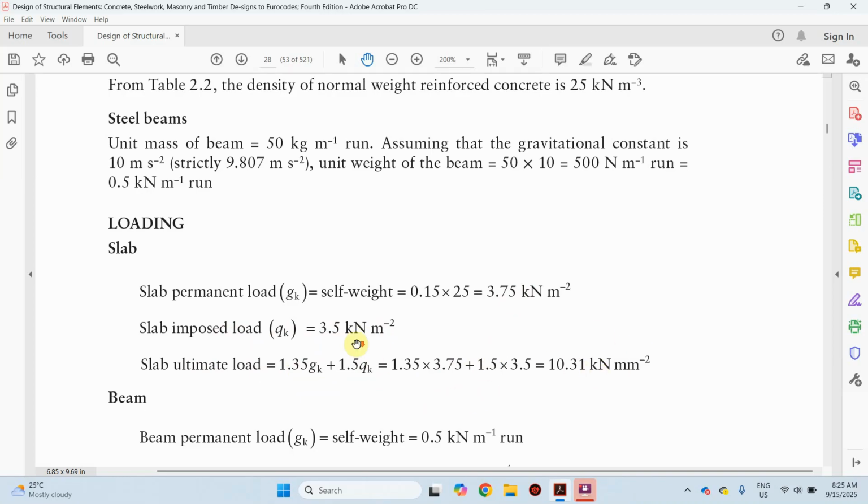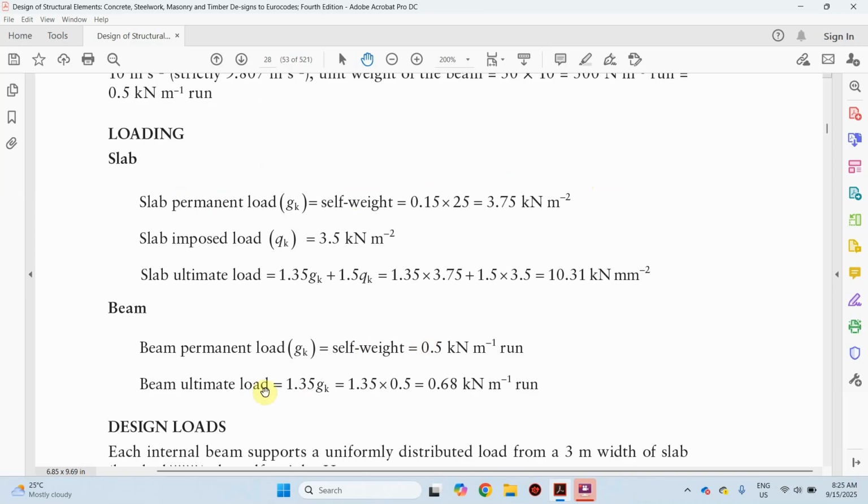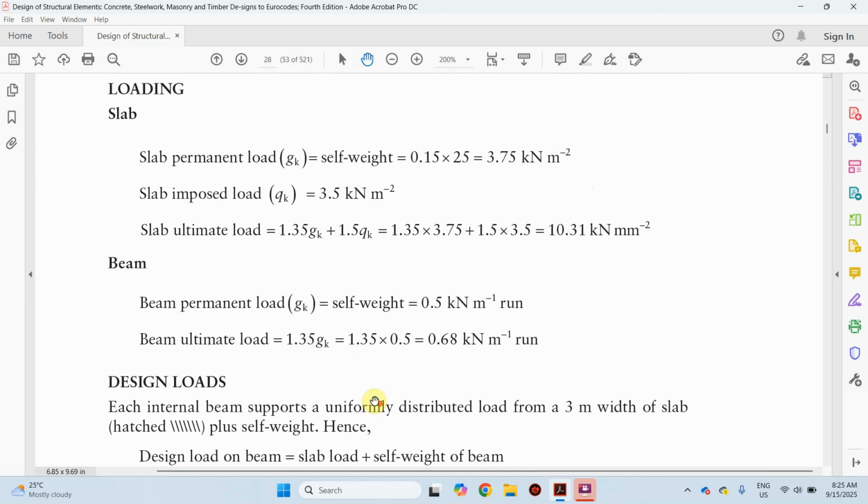Now for the beam, we have the beam permanent load, which is the self weight of the beam, as we calculated to be 0.5 kilonewton per meter run. Now the ultimate load will be the factor of safety times the permanent load, the dead load. So the factor of safety is this, and the dead load is this. When you multiply the two together, we have this for the beam itself.